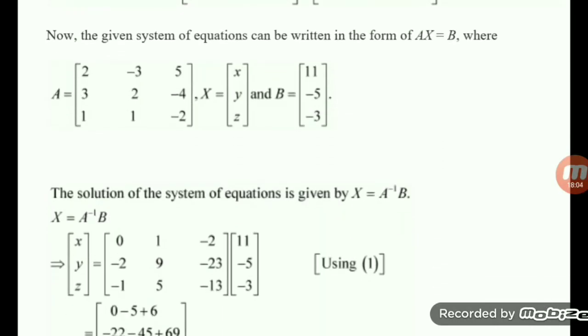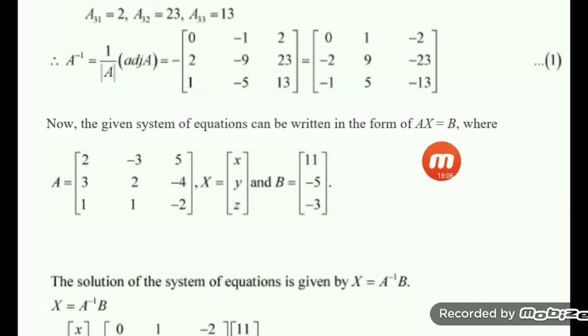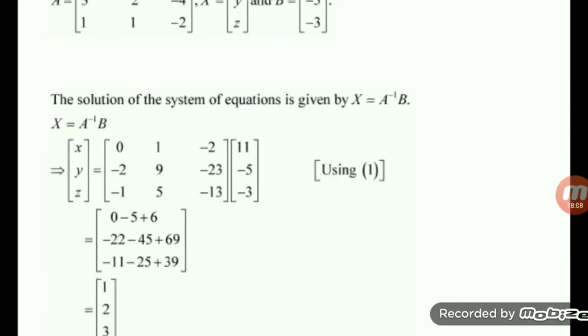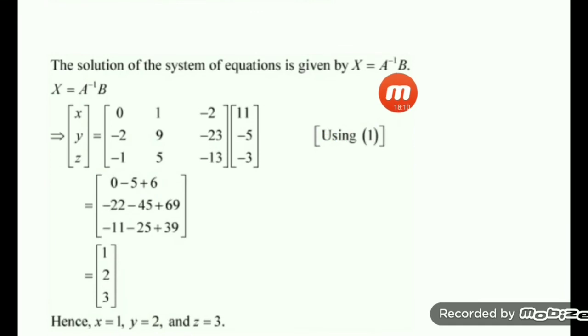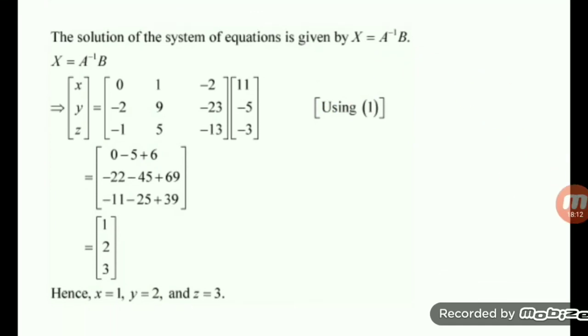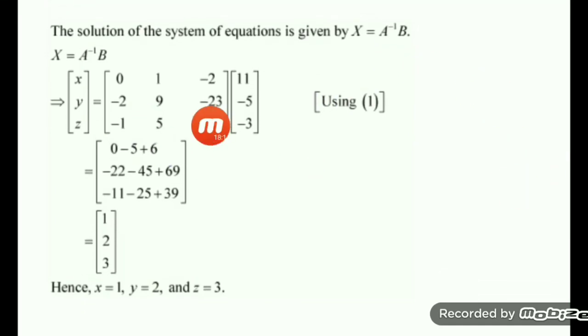You write the matrix system in the form AX equals B, where you write down A, X and B, and directly you can write the solution. X is given by A inverse B. As we have already calculated A inverse, this is the value of A inverse, and B is substituted. Doing the matrix product and comparing, we got x equal to 1, y equal to 2, and z equal to the third element, that is 3. So this is the solution.